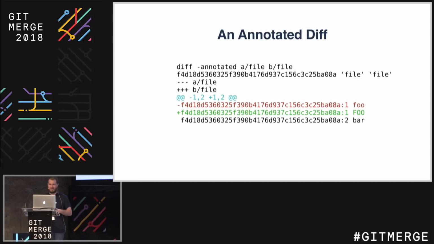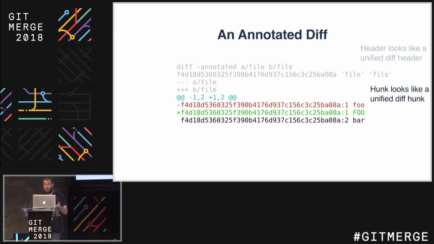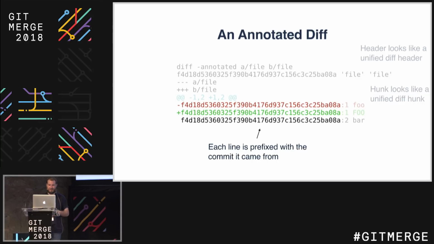So I want to suggest an annotated diff format. This is what I think an annotated diff should look like. It kind of looks like a unified diff. It has a header that kind of looks like a unified diff header. It has one or more hunks that kind of look like unified diff hunks. You may have already noticed the primary difference. Each line gets prefixed with a commit. And so that's the annotation, of course.